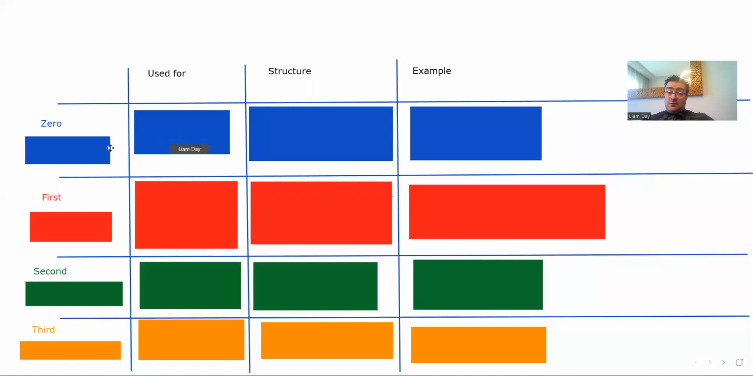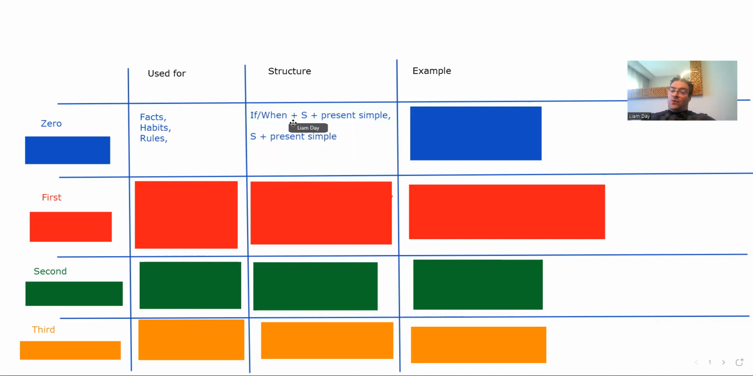Let's start off with the 0 conditional. Now, it's used for facts, habits, or rules. Okay, and what you're basically saying is every time A happens, B happens next. The structure is if or when plus subject plus present simple, subject plus present simple again.